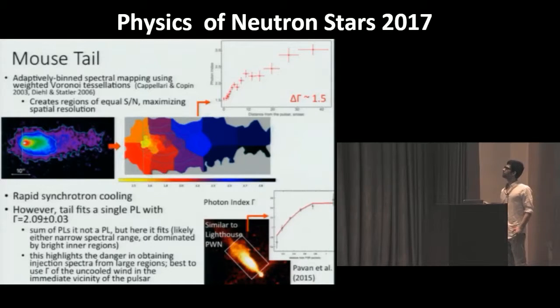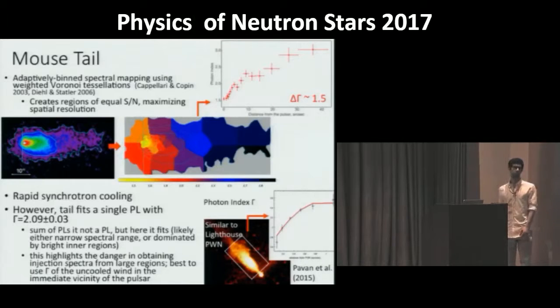However, if we extract the spectra from the entire tail behind the pulsar, it fits a very well constrained single power law model. And that's strange because the sum of power laws is not a power law in itself, but here it fits very well. And if we didn't perform spatially resolved spectroscopy, we'd think, oh, that's the spectrum of the tail. But this highlights the danger in obtaining the injection spectrum from large extraction regions and shows that it's best to use a gamma of the uncooled wind near the vicinity of the pulsar.